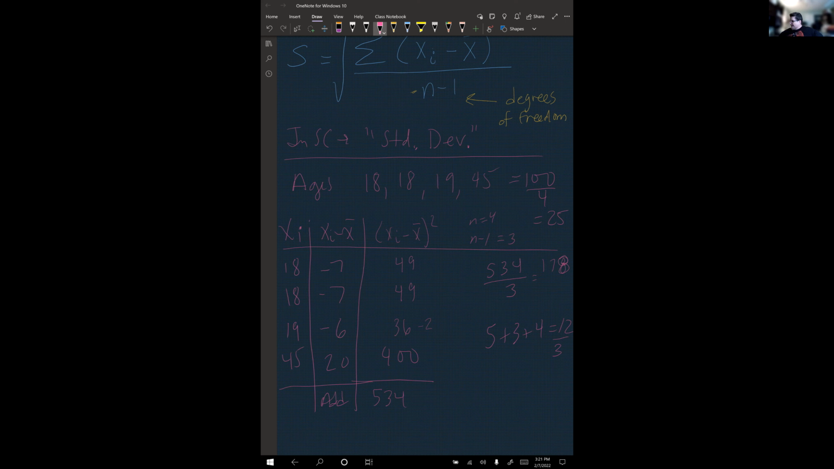Finally, the square root of 178. That one I'm not doing in my head. 169 is 13 squared, so it's like 13 something. Square root of 178 is 13.34.